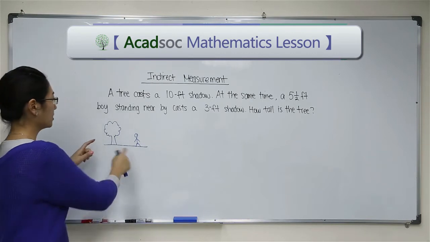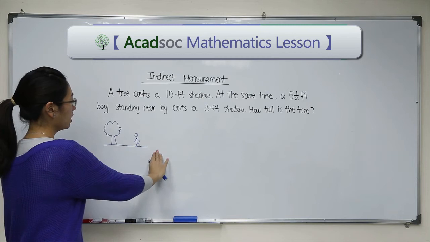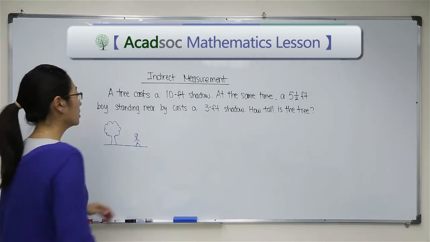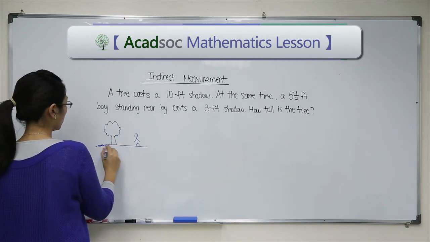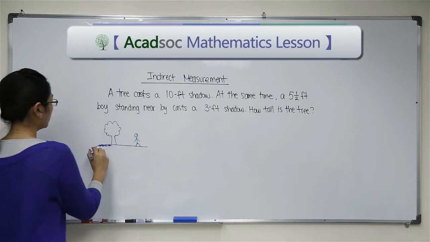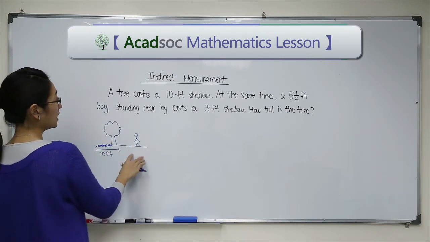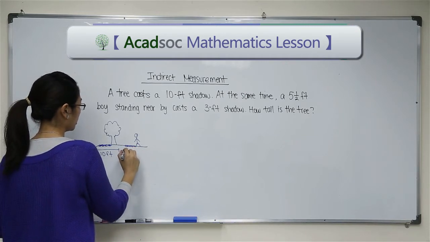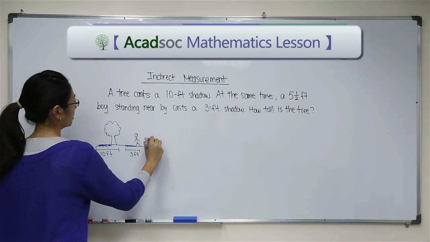Now, why can I say a tree is similar to a person? Because we're both vertical and we're standing at a right angle to the ground. So here, the tree casts a shadow. Let's say the shadow is on the left. This shadow is 10 feet. A boy standing nearby also casts a shadow, and this shadow is 3 feet. And he is 5.5 feet tall.